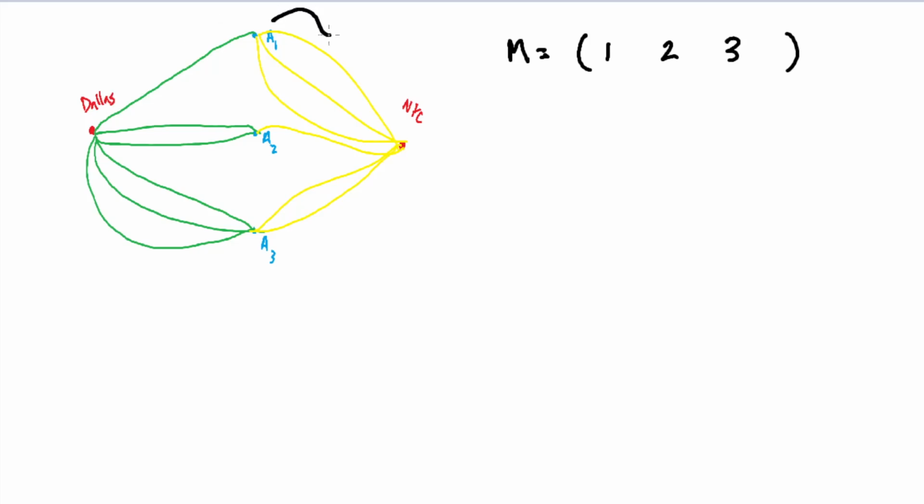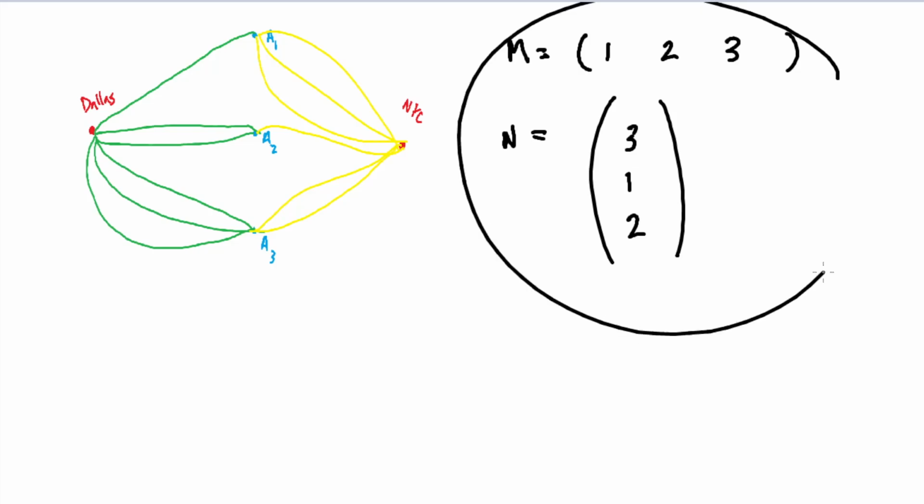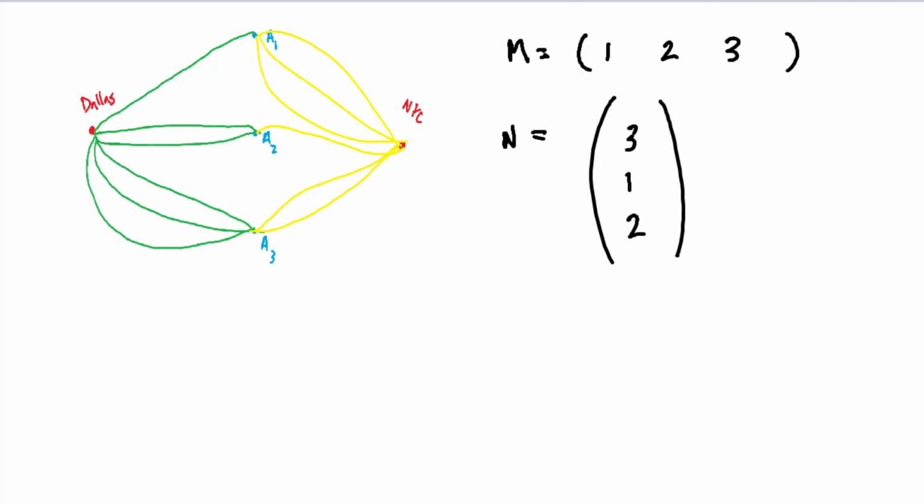Now for the second leg of your journey, we'll call this N right here. N consists of 3 possible airports, A1, A2, and A3, and these 3 airports have a total of 3, 1, and 2 ways of arriving at New York City, of having these flights that you can take. Now notice how we set up these 2 matrices to represent the problem.